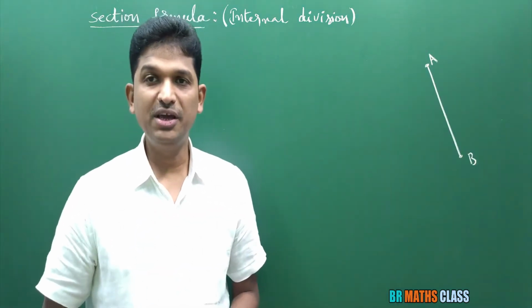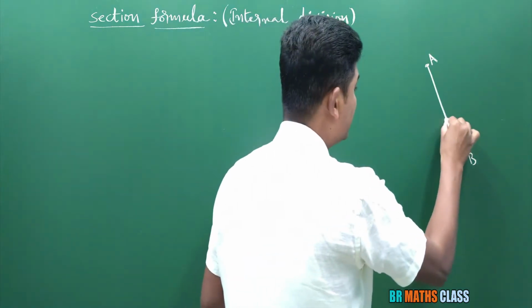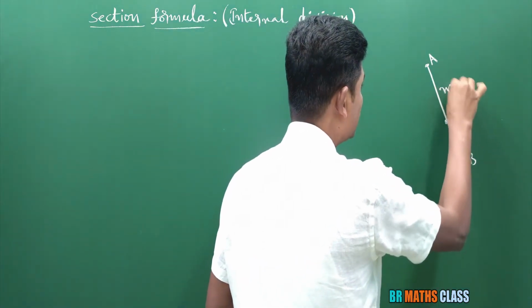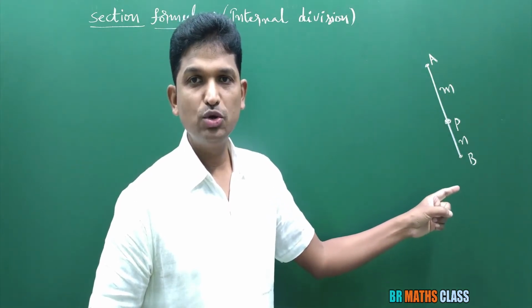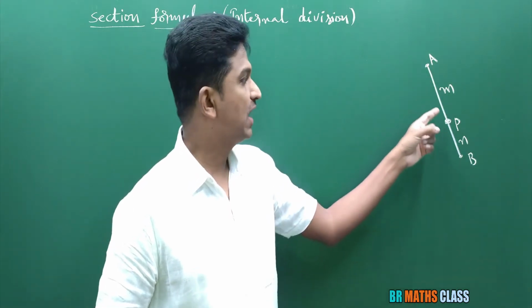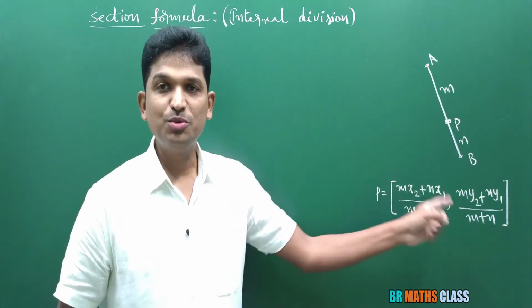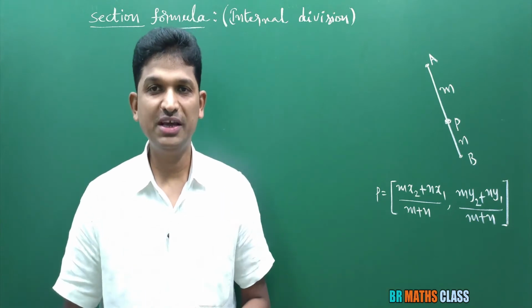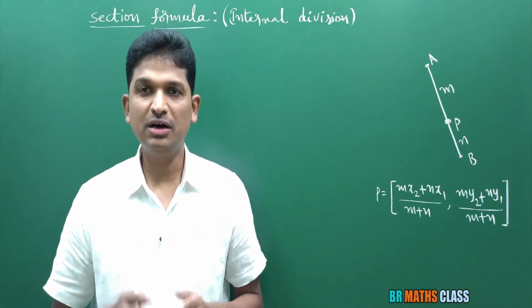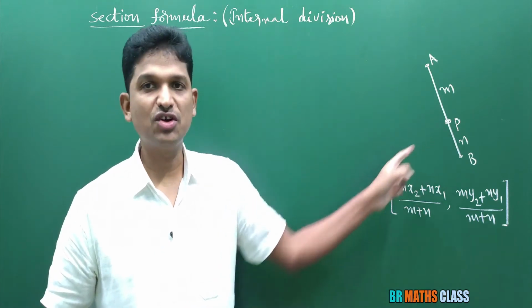Let A, B be any 2 points in a plane and P is a point which divides AB in the ratio m:n. If A equals (x1, y1), B equals (x2, y2), then to calculate the coordinates of P, the formula is ((mx2 + nx1)/(m + n), (my2 + ny1)/(m + n)). You learned this formula in two-dimensional geometry. This formula is to calculate the coordinates of point P.